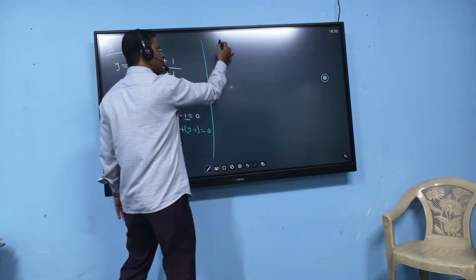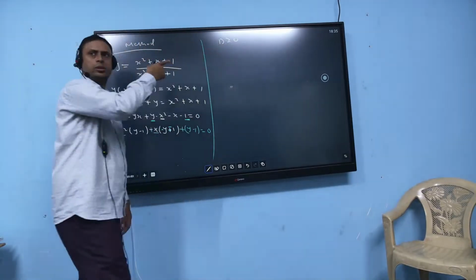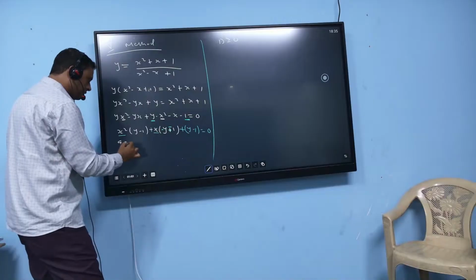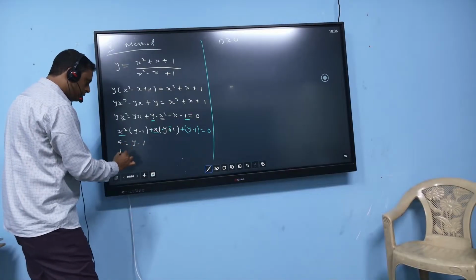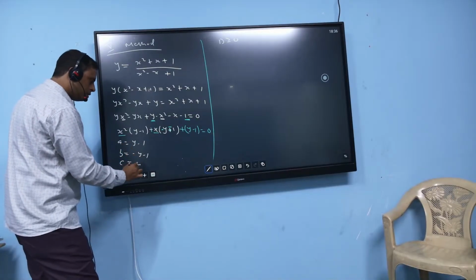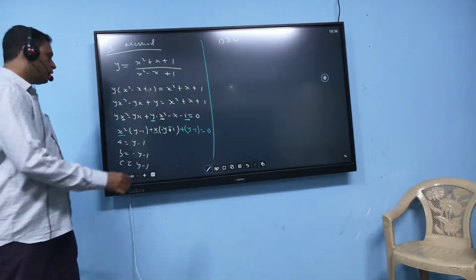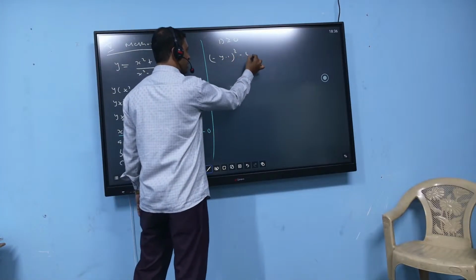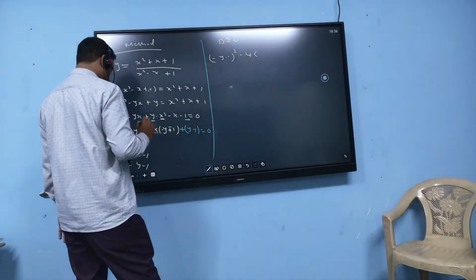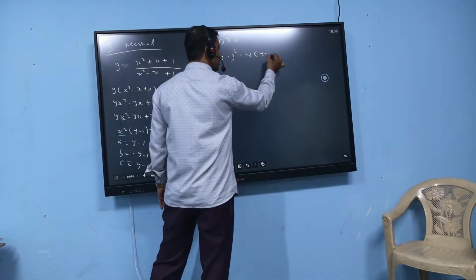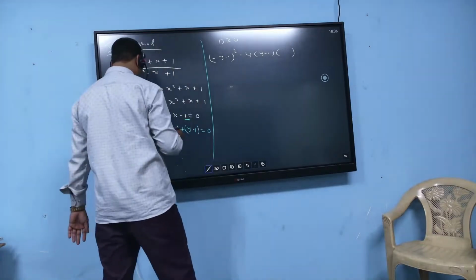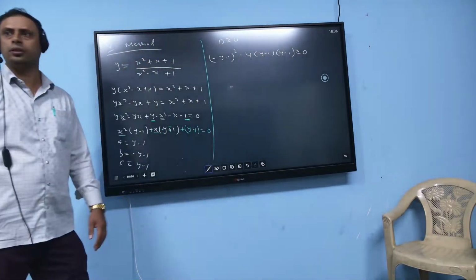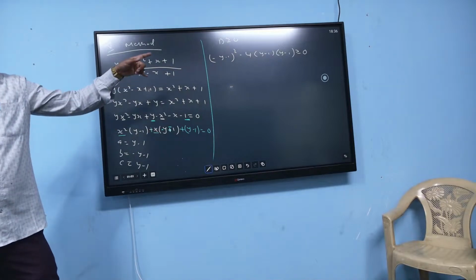So D is greater than or equal to 0, this is okay. What is A here? Write it separately. B? C is what? ABC. So B squared minus 4AC. B is minus (y minus 1) whole squared, minus 4AC, greater than or equal to 0. Any doubt? Did everyone understand this step?